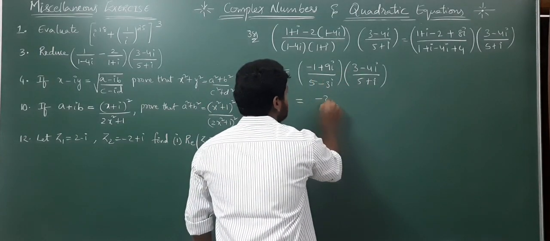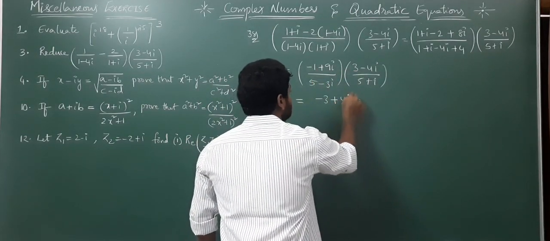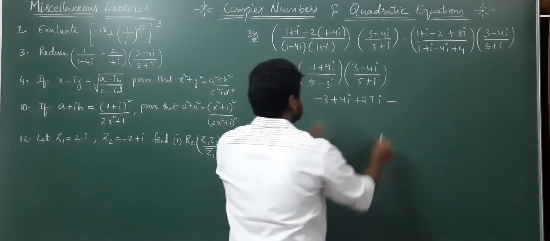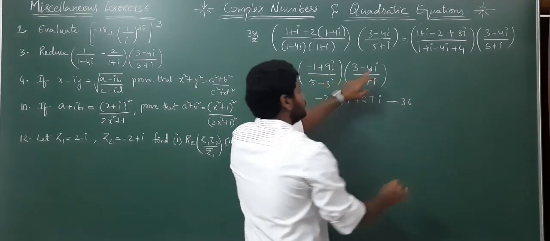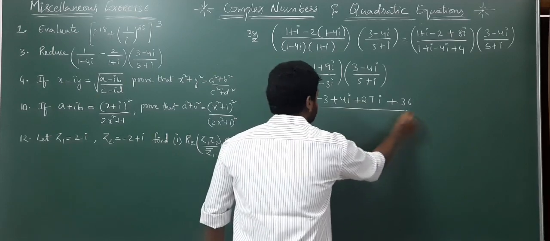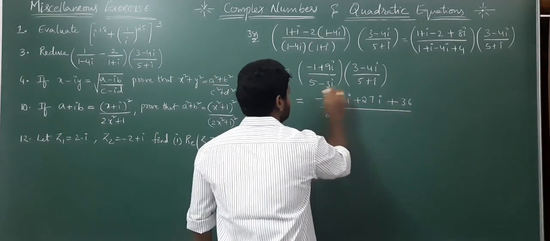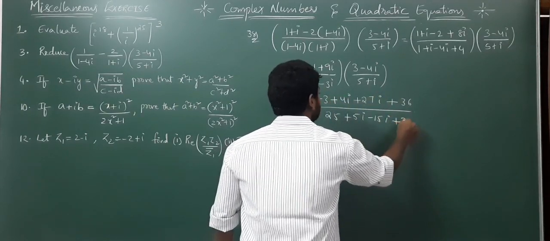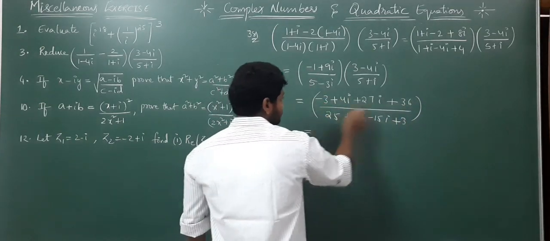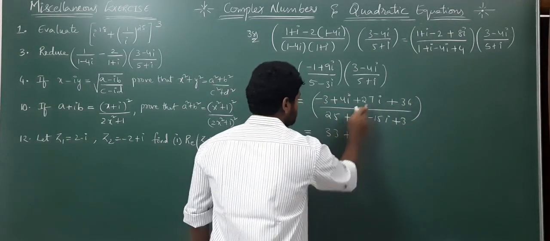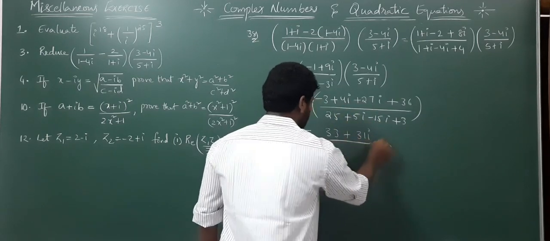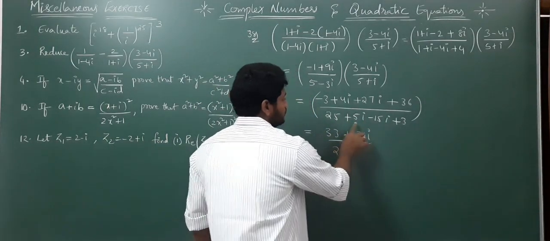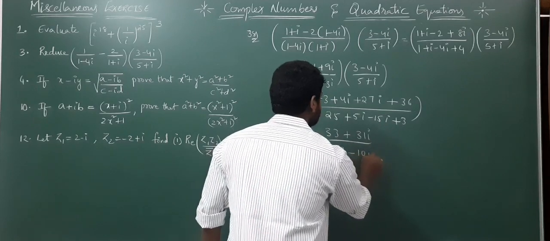So minus 1 into 3 is minus 3, minus into minus plus 4i, 9i into 3 is 27i, plus into minus, minus 9 into 4 is 36, i into i is i square, so it will become plus 36, divided by 5 into 5 is 25, plus 5i minus 15i plus 3. So this will be equal to 36 minus 3 is 33, plus 27 plus 4 is 31i, divided by 25 plus 3, which is 28, plus 5i minus 15i is minus 10i.